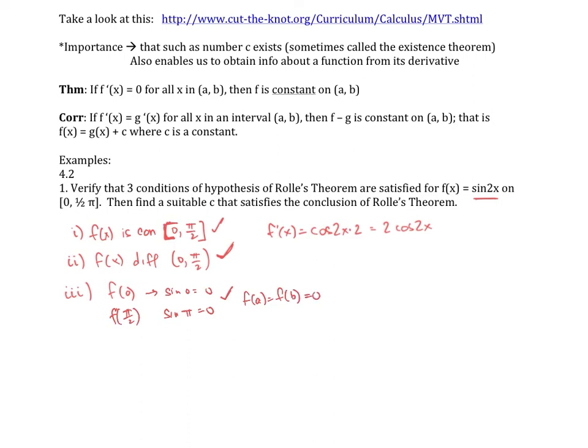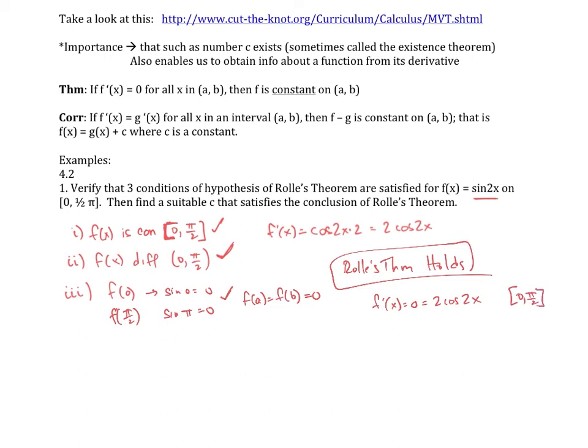Okay, so Rolle's theorem holds right there. And now I need to find a suitable c that satisfies the conclusion of Rolle's theorem. To find that suitable c, I need to take this derivative, f prime of x, and set it equal to 0. So 0 equals 2 cosine 2x. Solving this, I will get multiple values, right? Because I'm looking at all values, but I want to be concerned with the interval from 0 to pi over 2. That's the interval that I am concerned with.